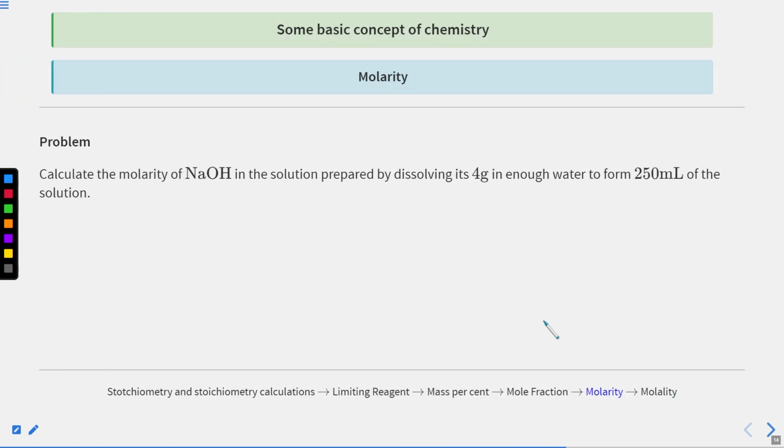Next question, it is a very good question. It says: calculate the molarity of the solution prepared by dissolving 4 gram of NaOH in enough water to form 250 ml of the solution. So we are dissolving 4 gram in 250 ml. How will you do it? First you have to calculate how many moles are present in 4 gram. For that you have to calculate the molar mass of NaOH. That would be 23 plus 16 plus 1, which is 40.